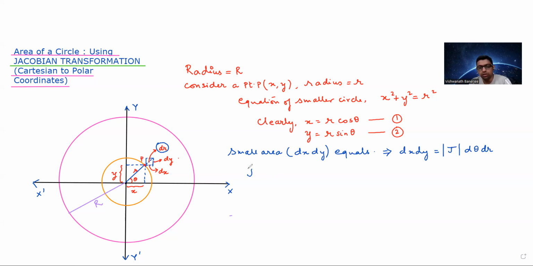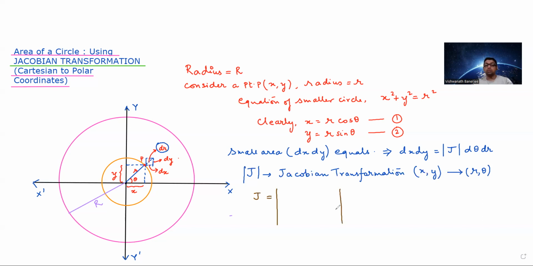So this Jacobian J is the Jacobian transformation of xy to r theta, correct? So how do we write the Jacobian? It is basically a determinant. So Jacobian is equal to the determinant.